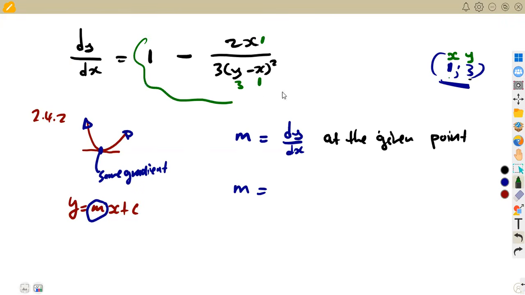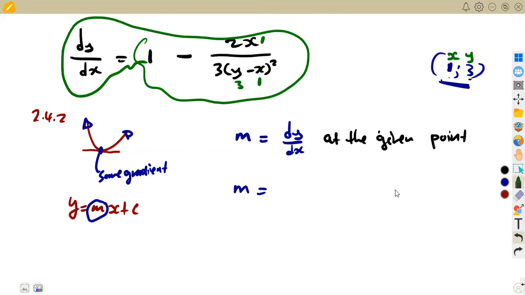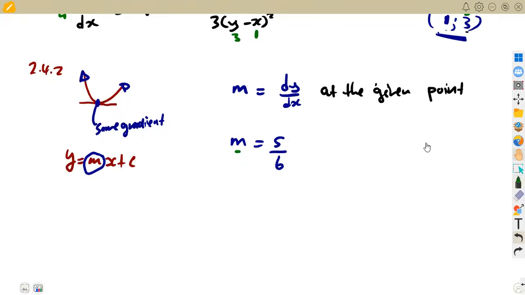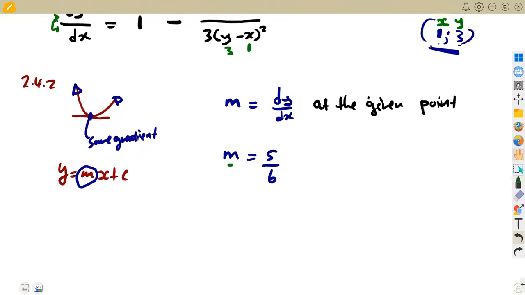So we simplify dy/dx, because dy/dx is the one representing our m, which is our gradient. If we substitute 1 in place of x and 3 in place of y, we obtain our gradient, m, as 5/6. So m, being the expression for dy/dx at the point (1, 3), is now going to give us the equation at the given point.